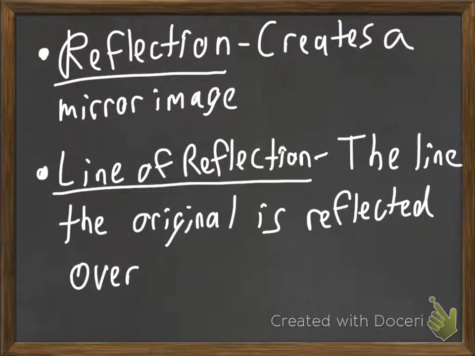So first off, a reflection creates a mirror image. Okay, think about it, mirrors reflect. It's kind of where that comes from. So a line of reflection is the line the original is reflected over. So your x-axis, y-axis, that y equals x, those were lines of reflection.